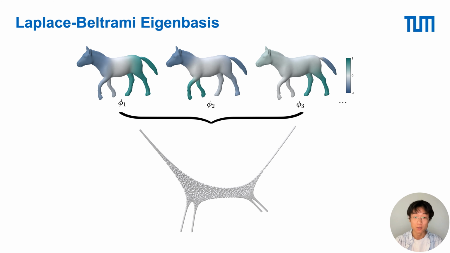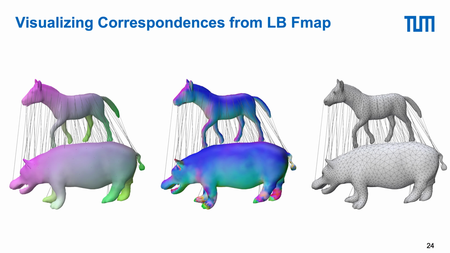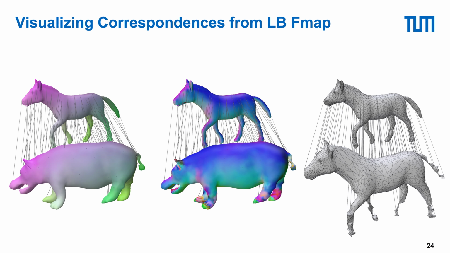Smoothness serves as its power, but at the same time also its weakness. It struggles at supporting detailed structures. To see that, we can visualize a correspondence by transferring quantities from source to target that may be colors, normals, or can be vertex positions. For a correspondence that is encoded by a Laplace-Beltrami functional map, it struggles with delicate details like limbs and tails. This may not be obvious from color maps, but they're well captured by normal maps or vertex maps.